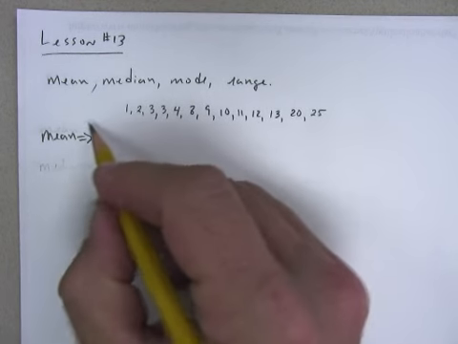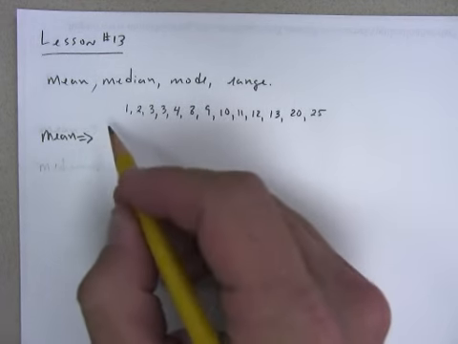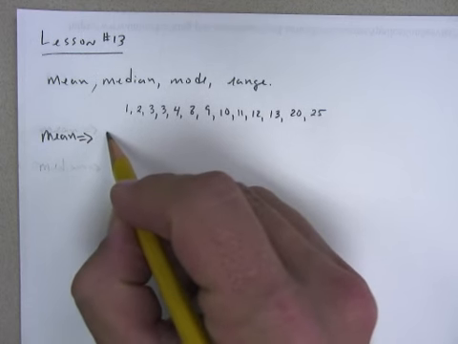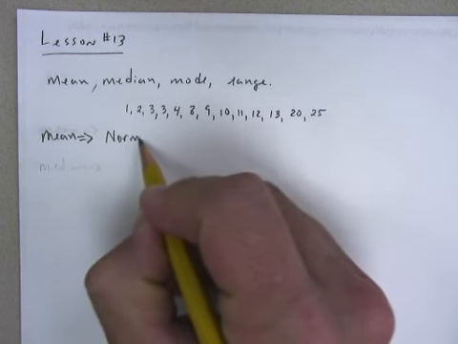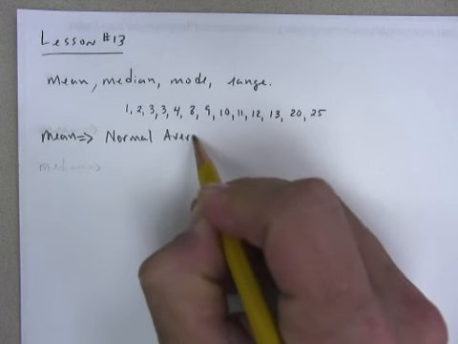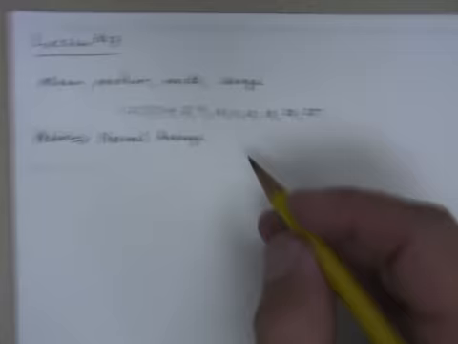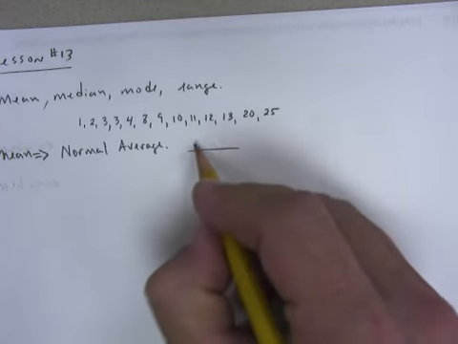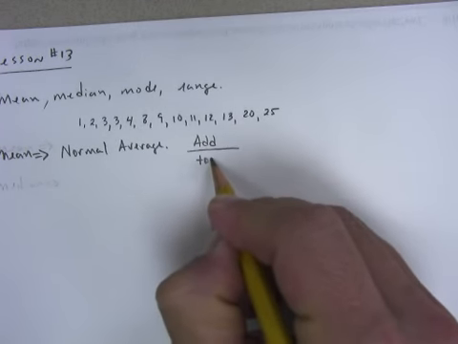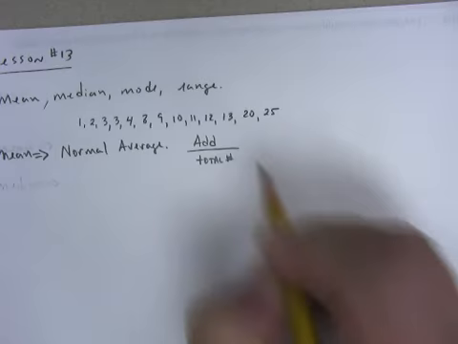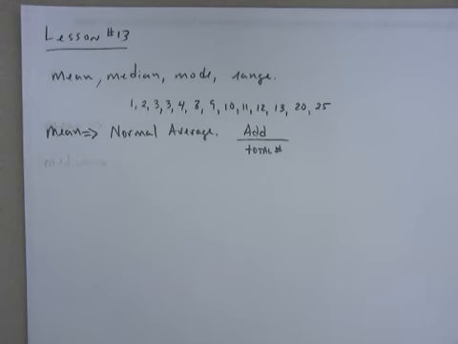The mean is, I kind of think of it this way. This is one way of remembering this. The mean is the normal average. Maybe a bad way of saying it, but it's the average that you've always known how to do. You were probably taught how to calculate the average a long time ago. And this is just that normal way of calculating the average. So basically, you add everything up, and then you divide by the total number of numbers that you have.